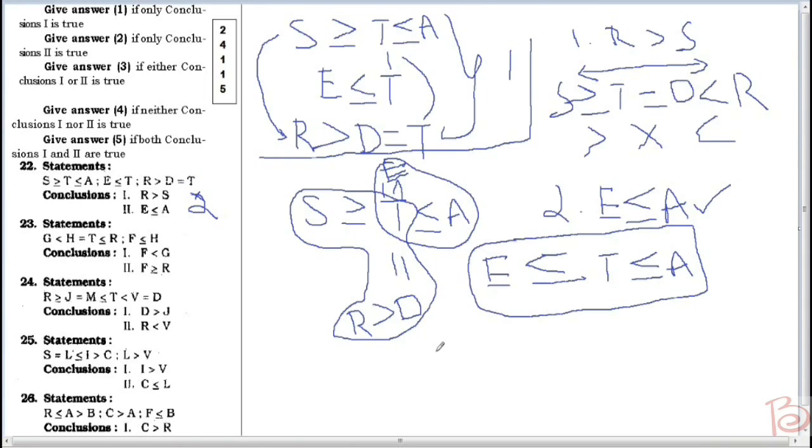Suppose it is like this, that is E less than or equal to T and T less than A, then the conclusion will be E less than A.